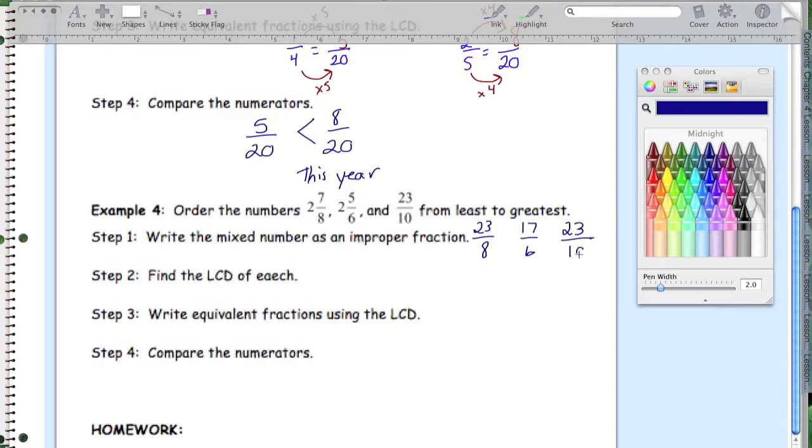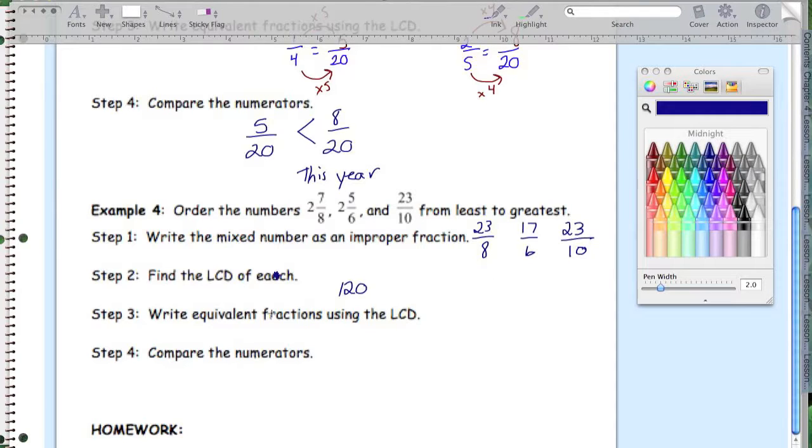It already is improper. Okay, now I need an LCD for 8, 6, and 10. Well, let's work our way up. 10, 20, no. 30, no. 40, nope. 50, no. 60, no. And I could keep going, but it ends up that my LCD is 120. Okay? The LCD of 8, 6, and 10 is 120.